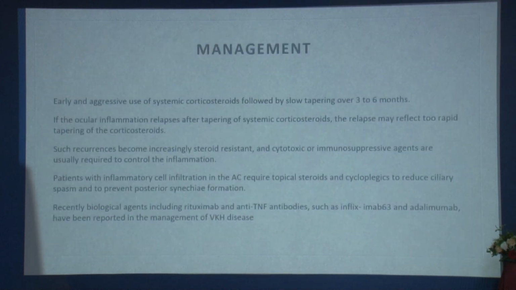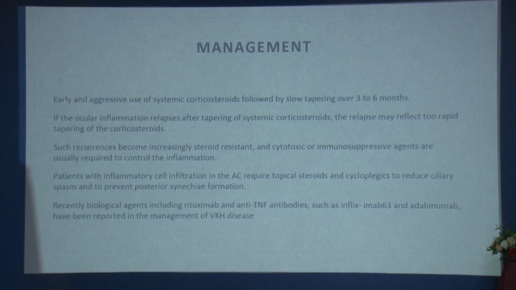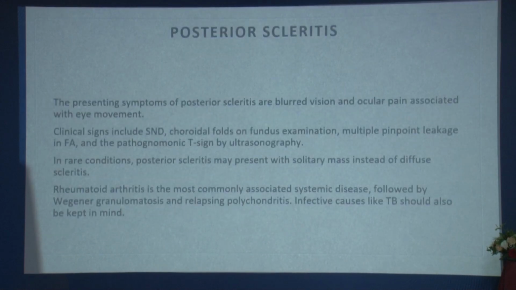And the management, of course, is aggressive use of corticosteroids in the beginning, but most of these patients will require long-term immunosuppression and slow tapering of the immunosuppression over about 12 to 18 months. Biologicals sometimes may need to be used if there are multiple recurrences.